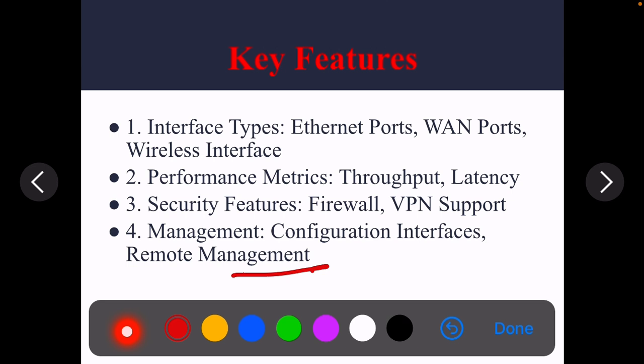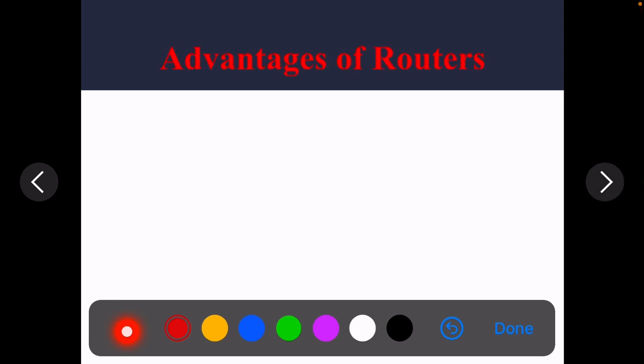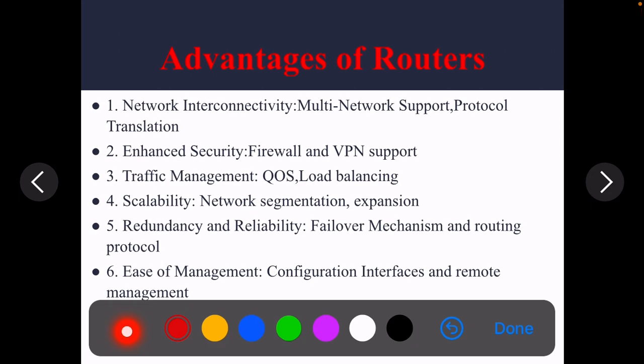Then next is remote management. It allows the administrators to manage the routers from distant locations. So from anywhere we can access that device. The next is advantages of router. So what are the advantages of router? We'll see one by one.